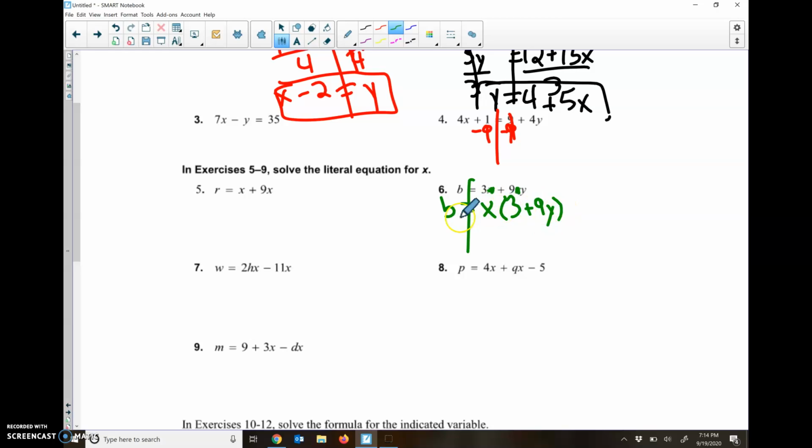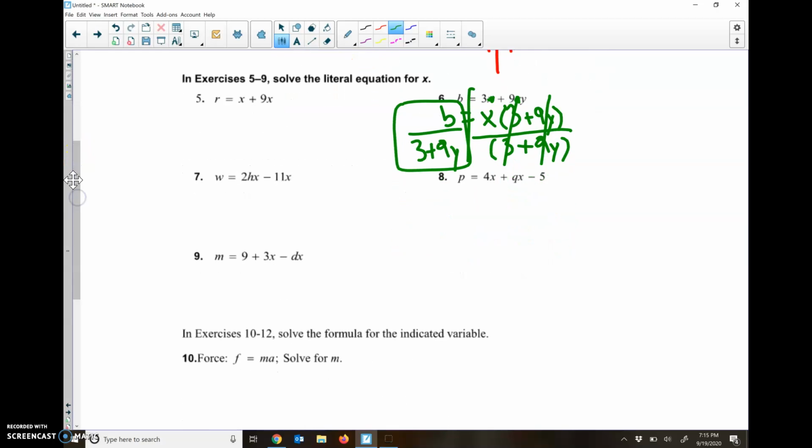And now remember, parentheses mean multiply, so it's x times 3 plus 9y. So I'm going to divide by 3 plus 9y on each side. That will end up canceling. 3 divided by 3 is 1, cancels. 9y divided by 9y cancels. So I'm just left with x on the right side, and x equals b divided by 3 plus 9y.